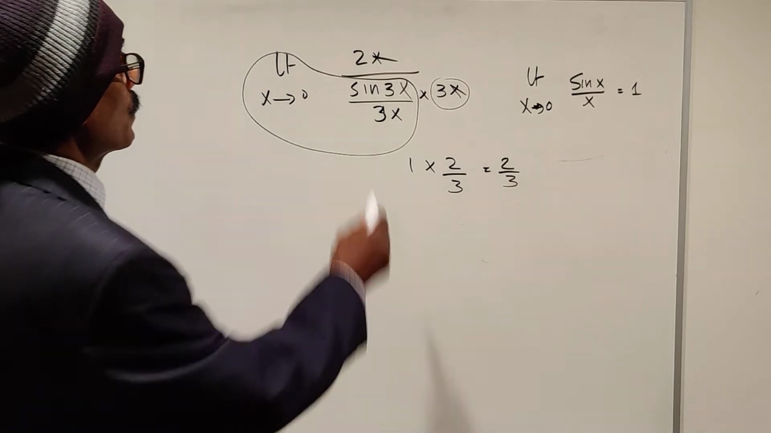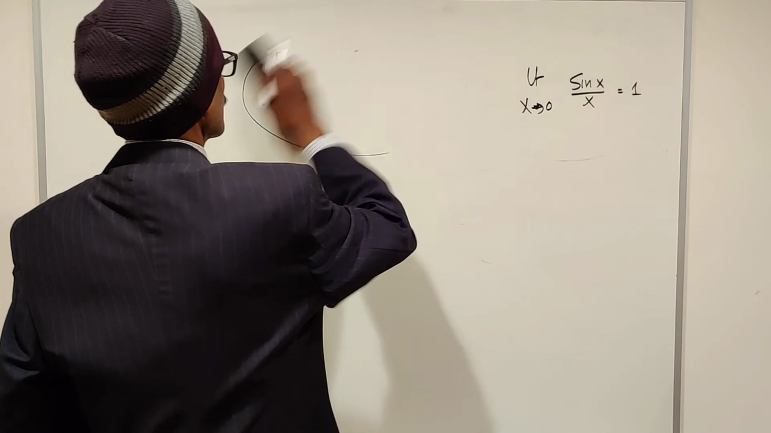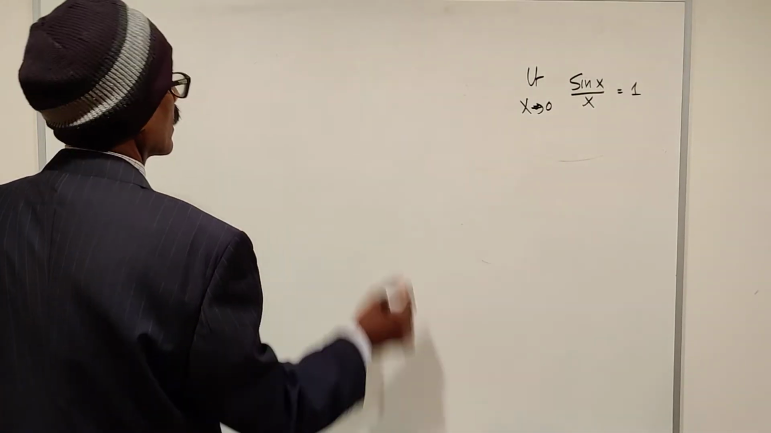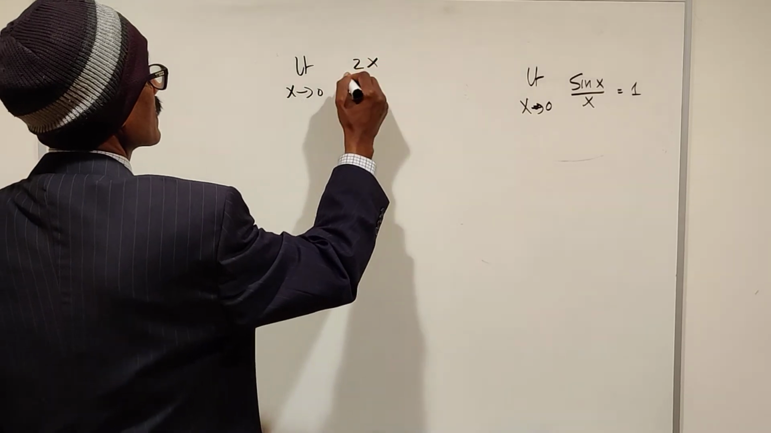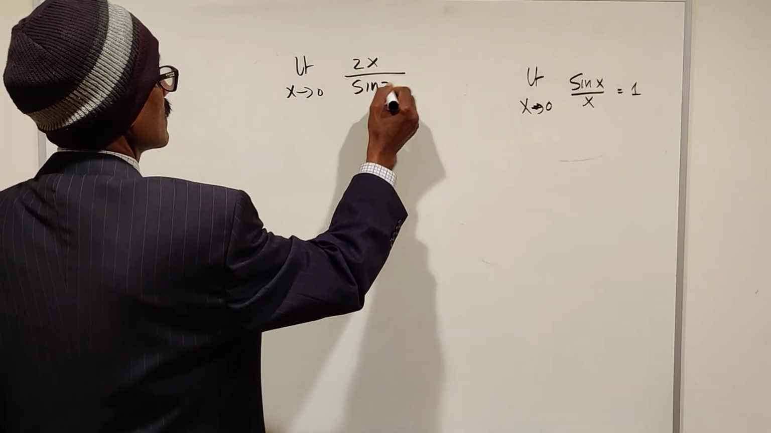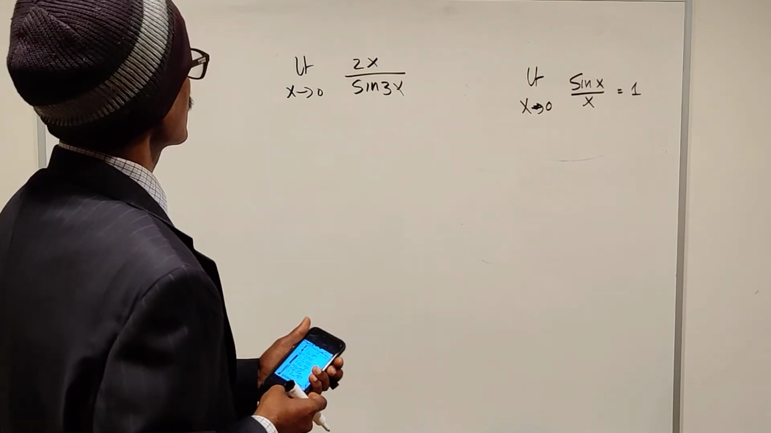See, this is the question. One more time, I am going to repeat the same question. Limit x tends to 0, 2x by sine 3x. I think this is the formula. Let me see. 2x by sine 3x. Okay.